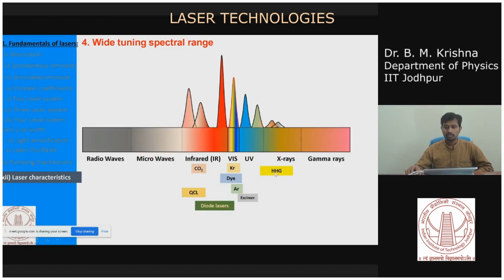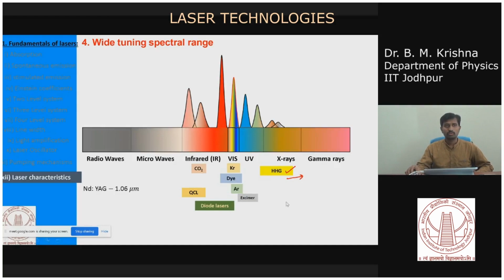And for the deep UV, vacuum UV and X-rays, higher harmonic generation is a technique that can cover up to X-rays. You have higher harmonic generation lasers which can cover up to X-rays. So now this technology is progressing, so we may move in this direction.